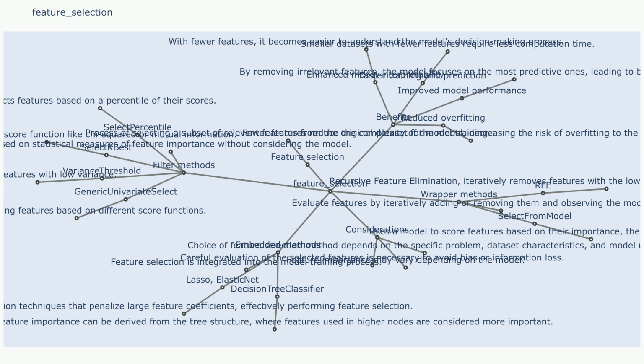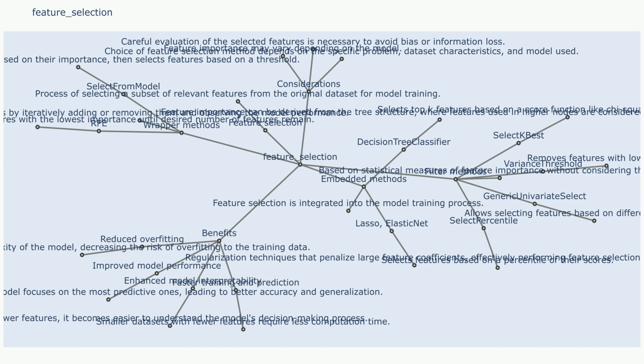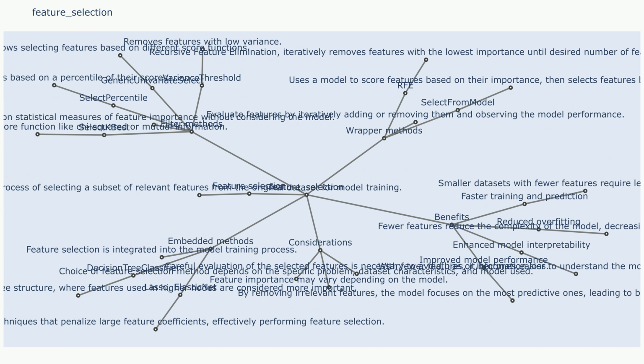Reduced complexity. A smaller set of features makes your model easier to understand and interpret, facilitating insights into the underlying data patterns. Enhanced efficiency. Less data means faster training and deployment, particularly important for large datasets. Improved robustness. Feature selection can mitigate the impact of outliers and noisy features, making your model more resistant to variations in the data. 2. Types of feature selection techniques.